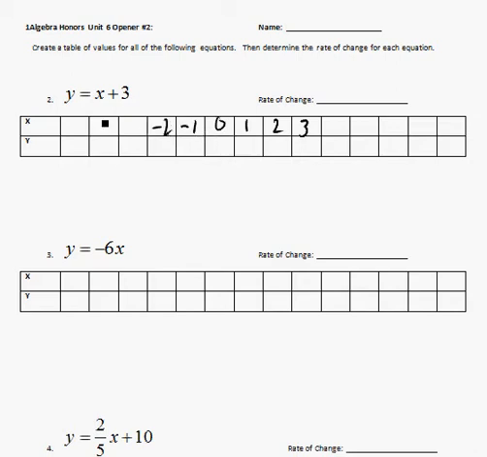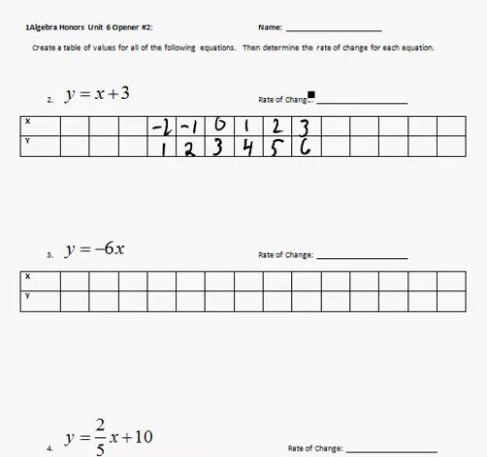So if x is 0, y equals 0 plus 3, which is 3. If x equals 1, then y is 1 plus 3, which is 4. If x is 2, y would be 5, and if x is 3, y would be 6. If x is negative 1, then y is negative 1 plus 3, which is 2. And if x is negative 2, then y is negative 2 plus 3, which is 1.